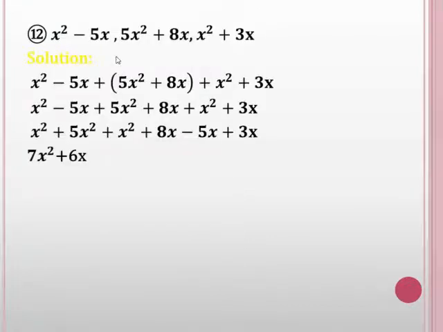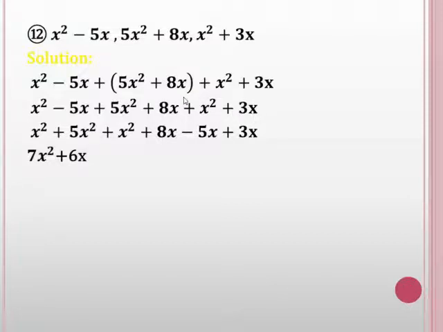Now there is question number 12 from the same exercise, x square minus 5x. The second expression is 5x square plus 8x, and also having the third expression, which is x square plus 3x. Okay students, this question has 3 expressions and we add 3 expressions together. So here we start the solution, x square minus 5x plus the second expression we write in the bracket, 5x square plus 8x plus the third expression is also written with the plus sign, which is x square plus 3x. Now we remove the brackets here. Here we write x square minus 5x plus 5x square plus 8x plus x square plus 3x.